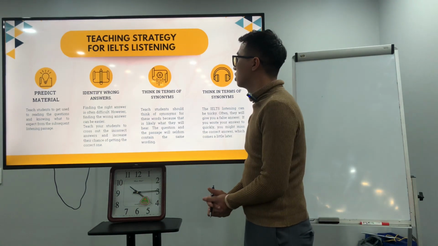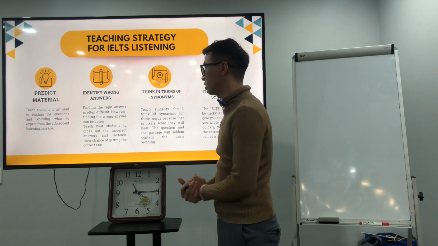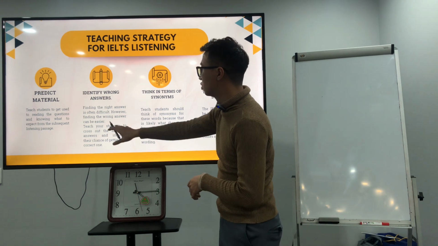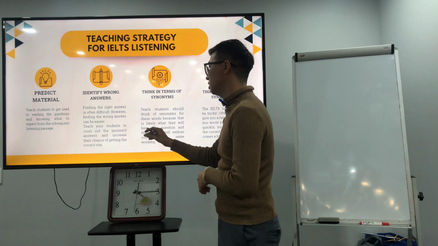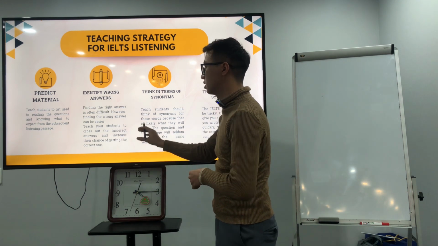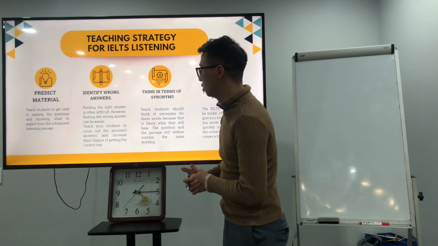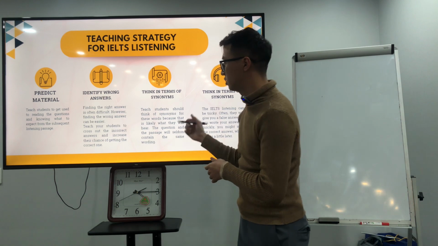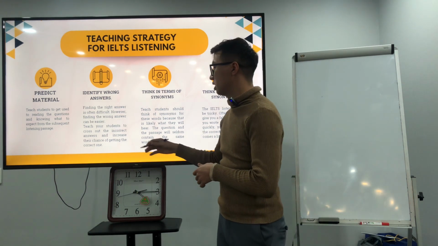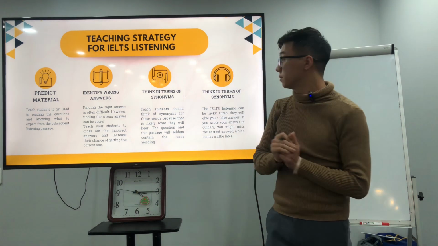The next one you can teach your student is to identify the wrong answer, because sometimes finding the right answer is often difficult. However, you can find the wrong answer much more easily. So teach your student to cross out the incorrect answer, and then they can increase their chance of getting the correct one.